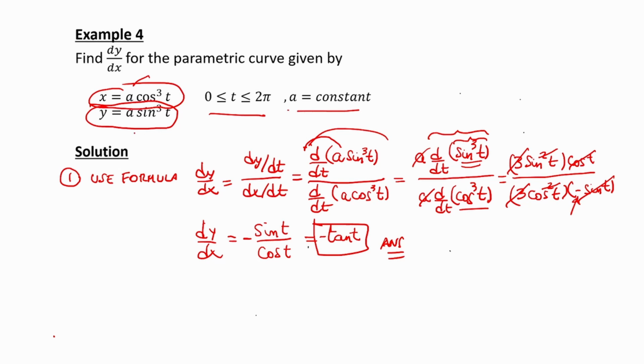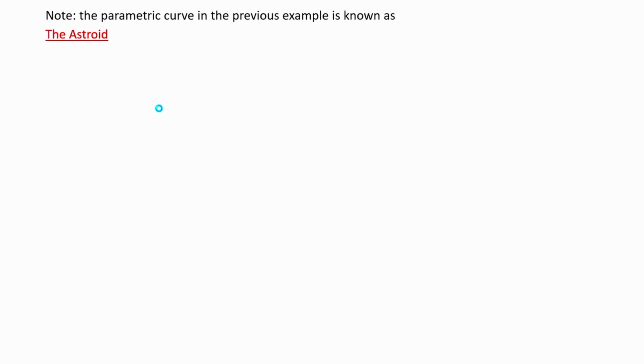So this curve here, this parametric curve, is an important parametric curve. Our solution is done. This is the answer. But let's talk a little bit about this parametric curve. It turns out that this parametric curve has a special name, and that is called the Astroid. So let's make some comments about our solution. The parametric curve in the previous example, as we said, is known as the Astroid.